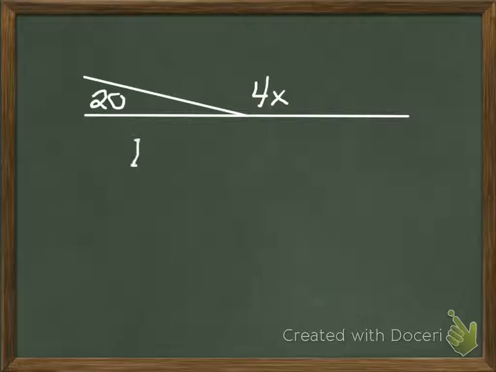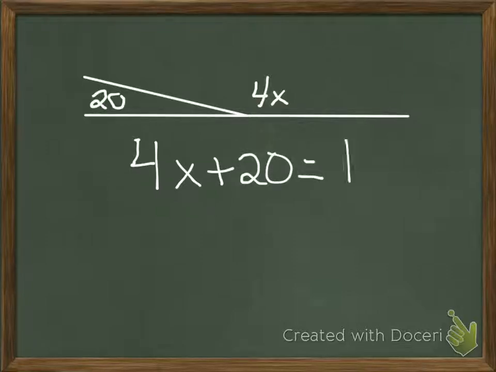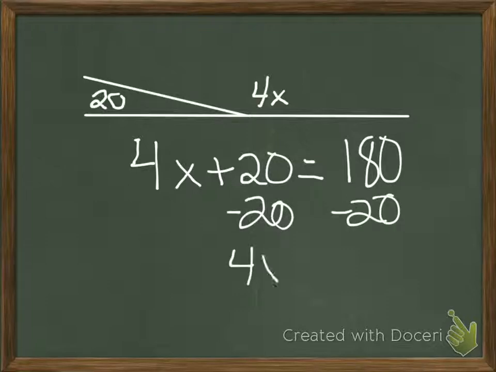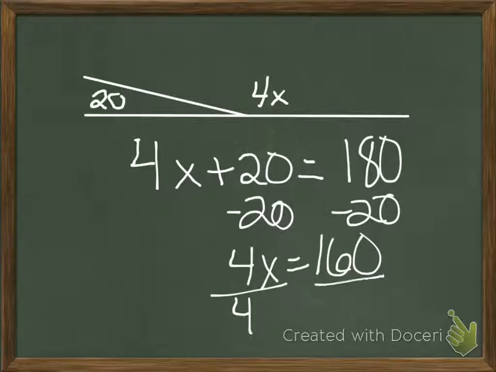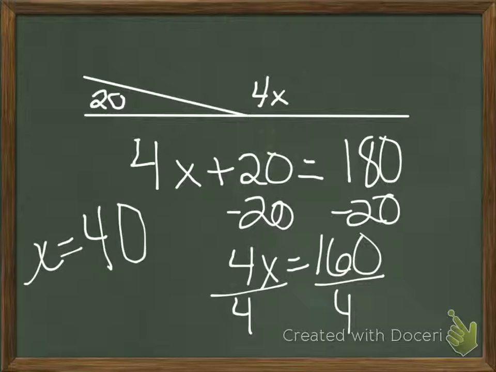Alright, that should be enough time. So you know that this angle over here is 4x. You know the other angle is 20. So they are supplementary angles, so they equal 180 degrees. Subtract 20. 4x equals 160. Divide by 4. We are solving equation magicians. And x equals 40. Alright? X equals 40.